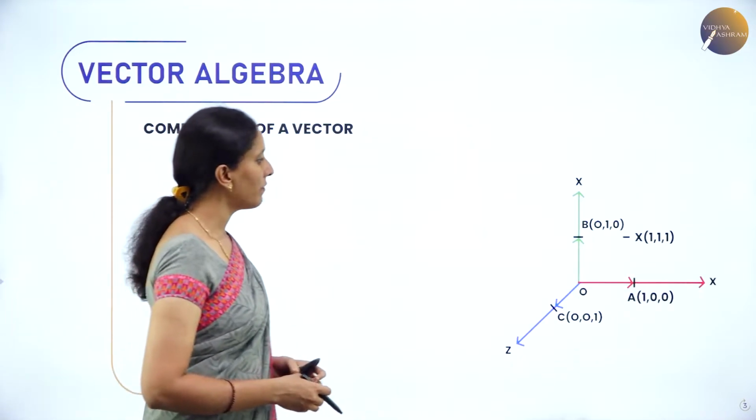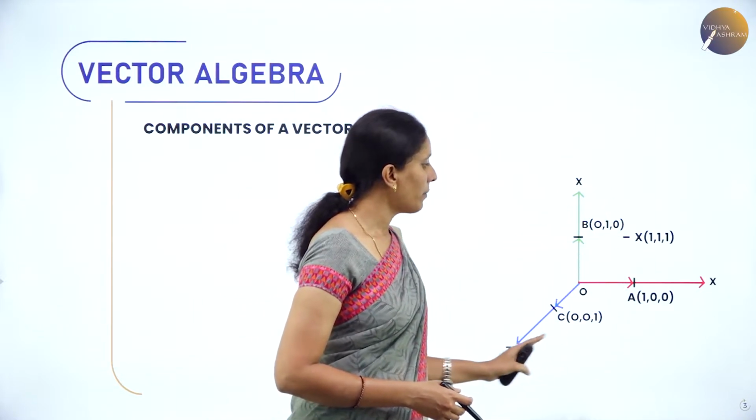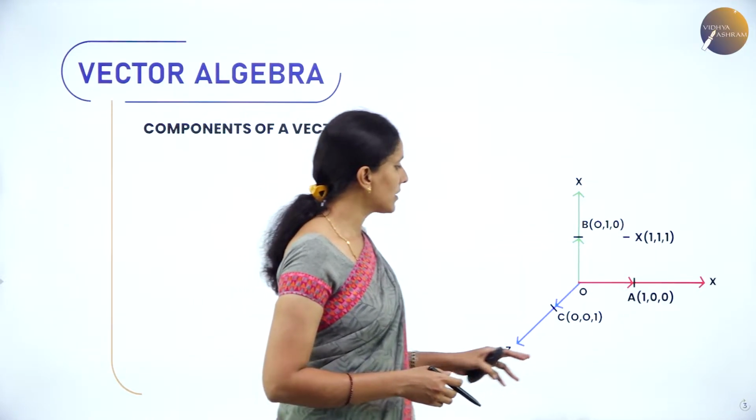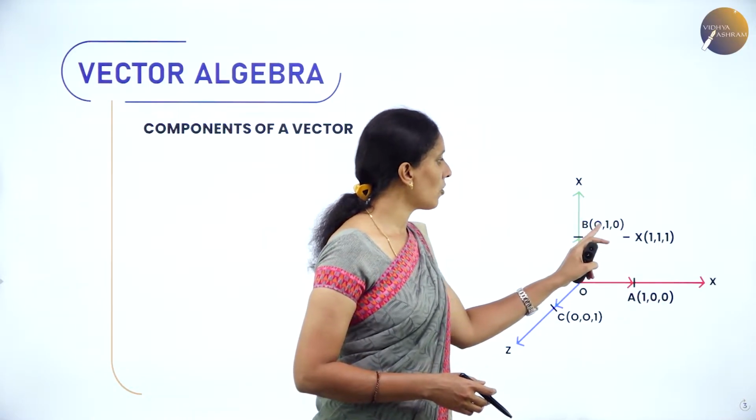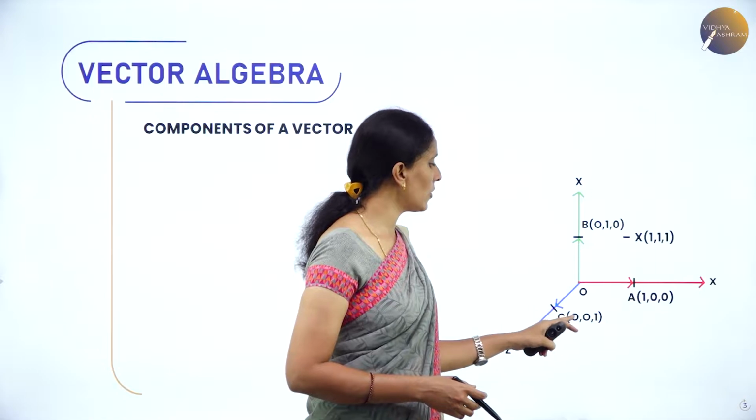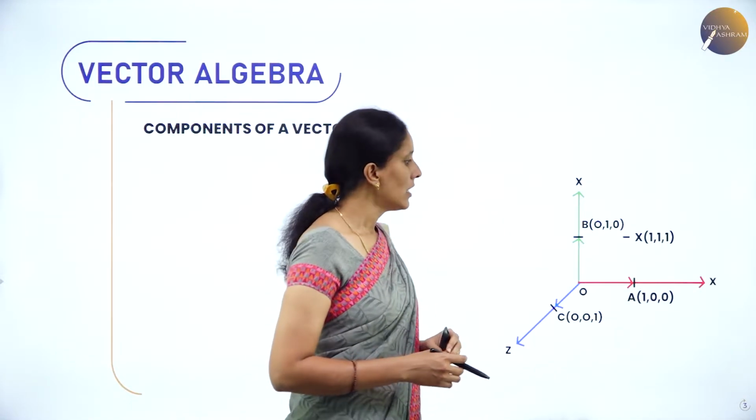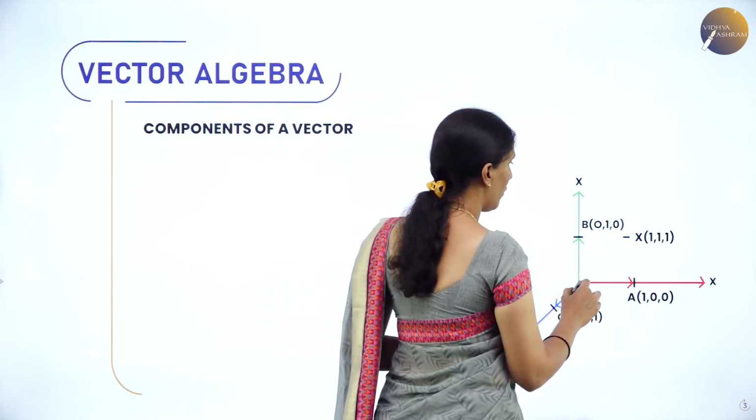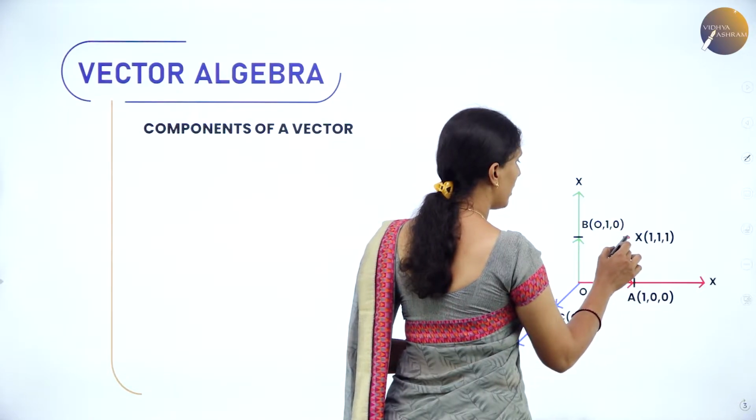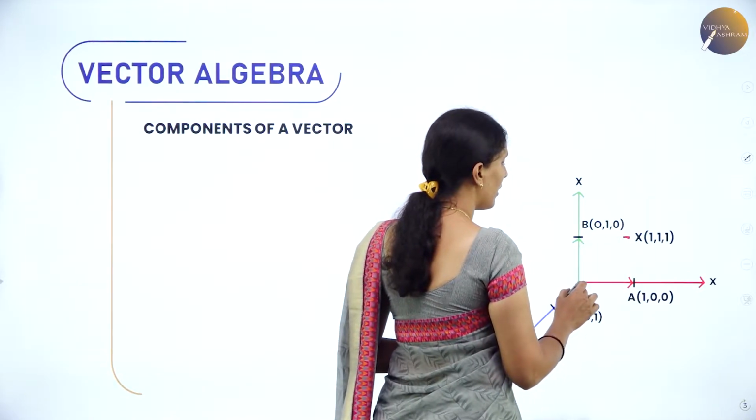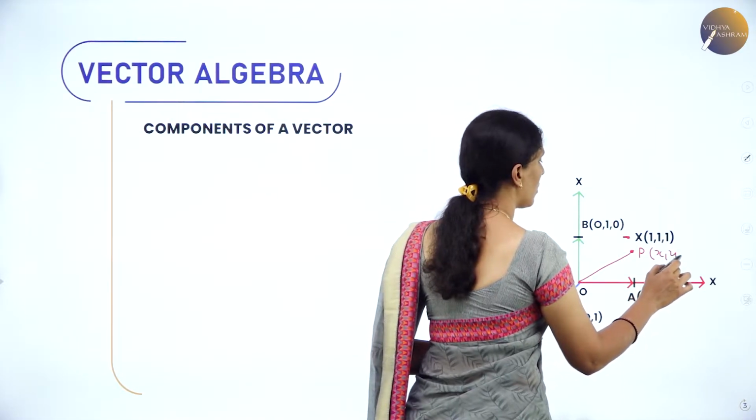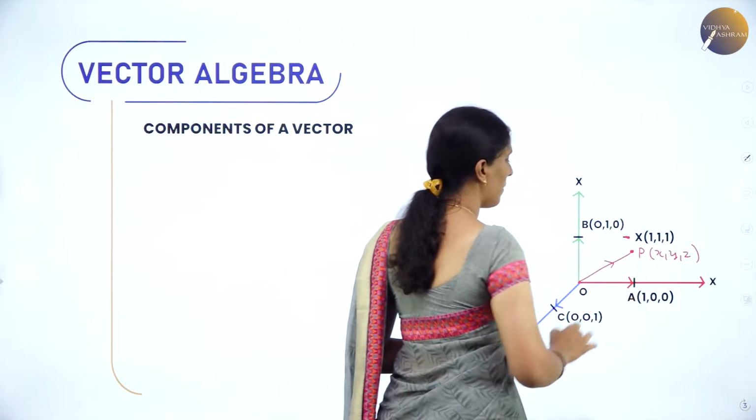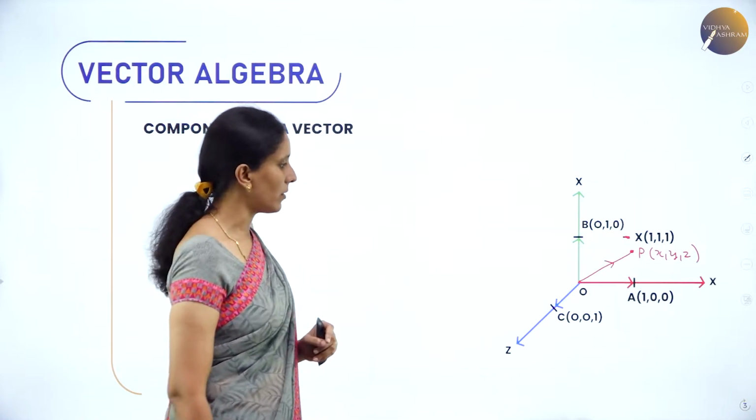So here I have taken a three-dimensional axis and I have marked a point A (1, 0, 0), B (0, 1, 0) and C (0, 0, 1) here clearly. So let me take a vector here and also a point here. If I take any point P here whose value is (x, y, z), this represents our position vector.